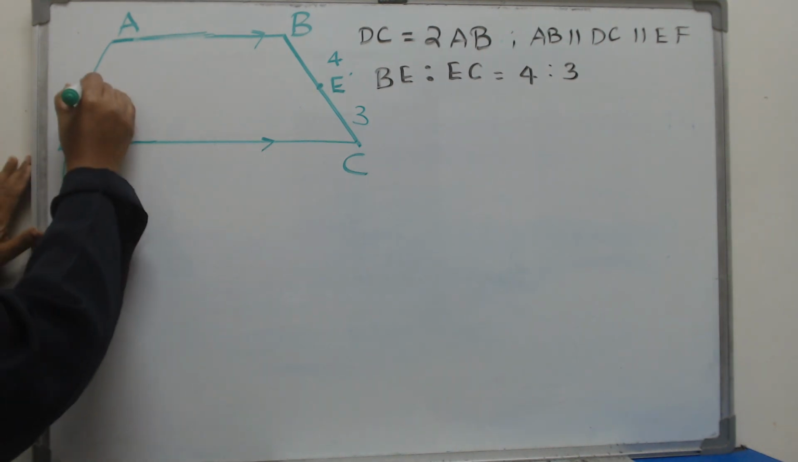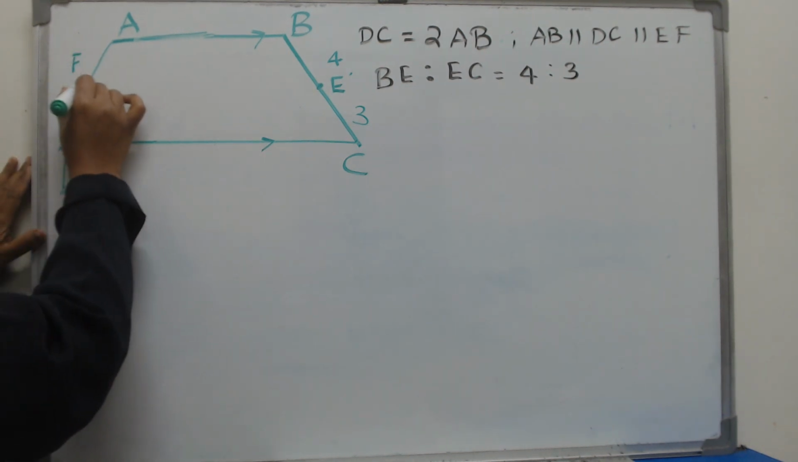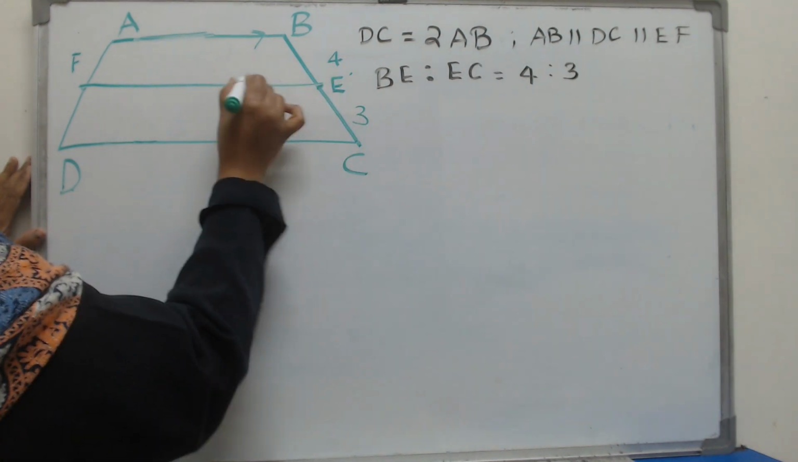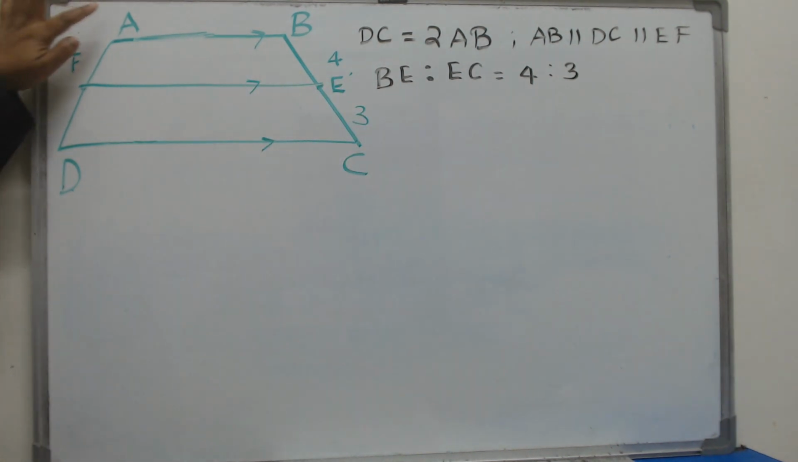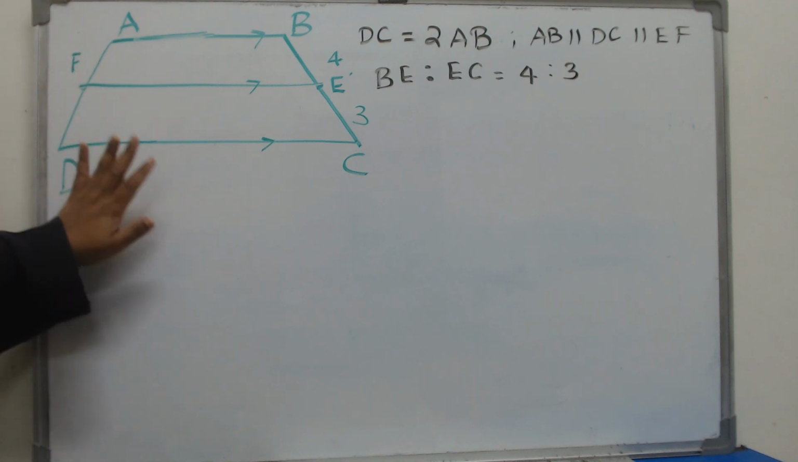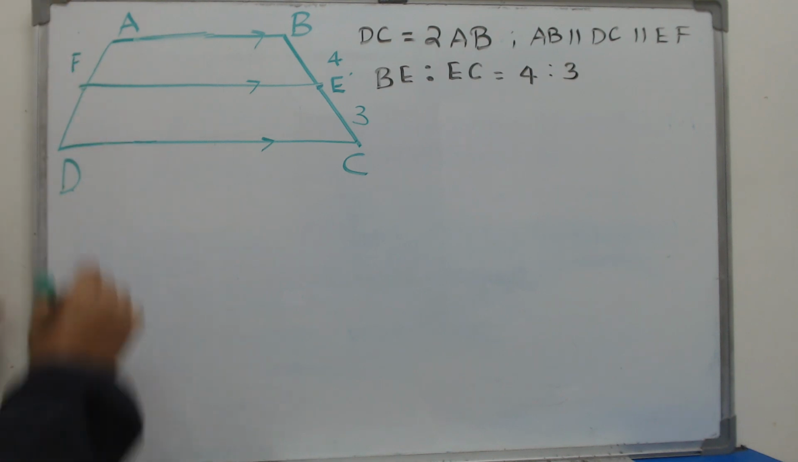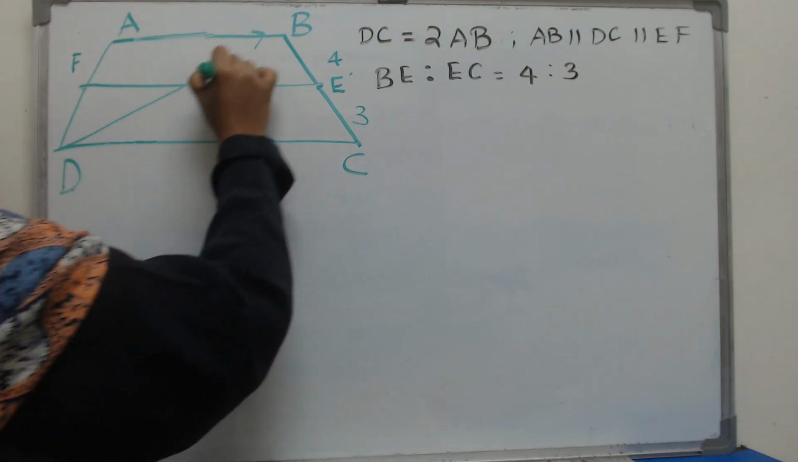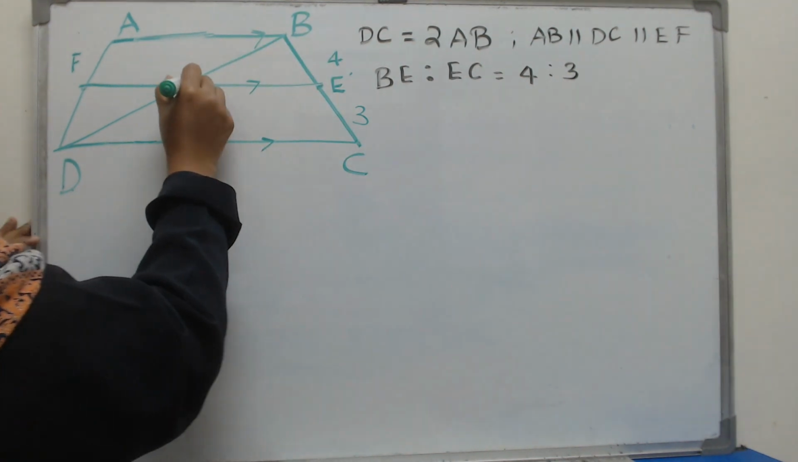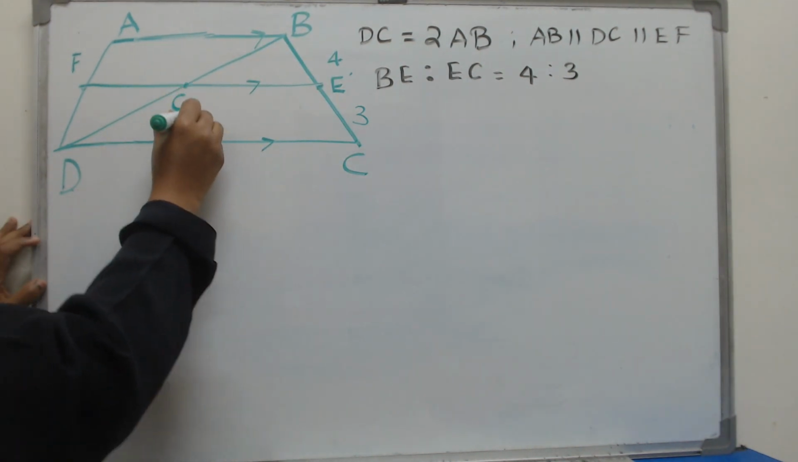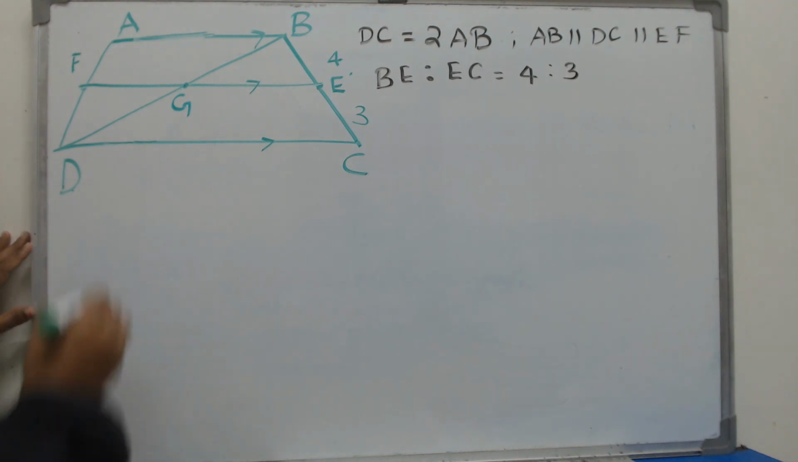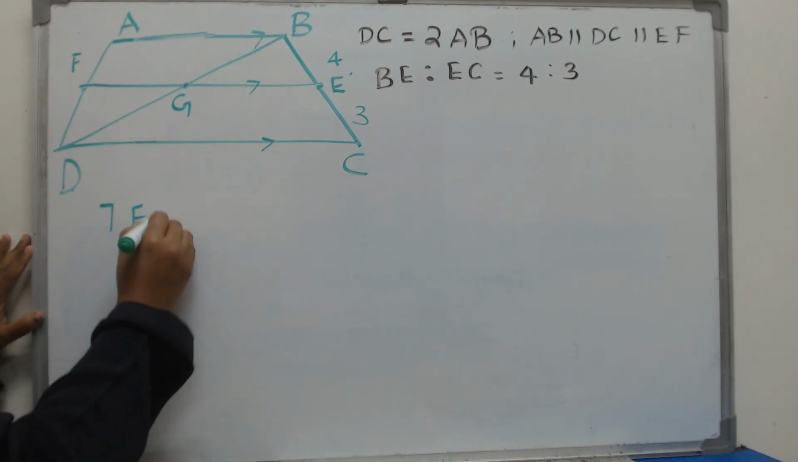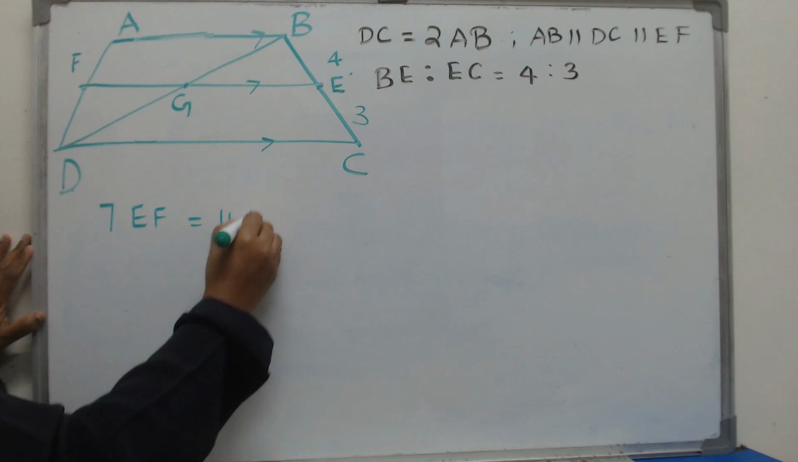Another point F here such that if you join this EF, you will get a line which is parallel to both AB and CD. What else do we have? The diagonal BD cuts this at a point G. And what do we have to prove? That 7 times EF is 11 times AB.